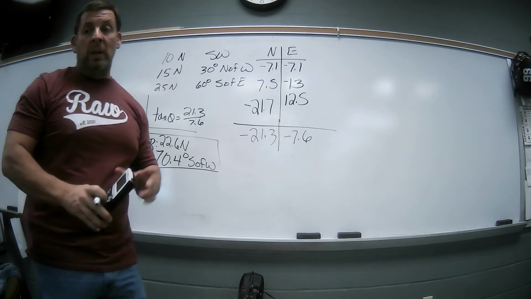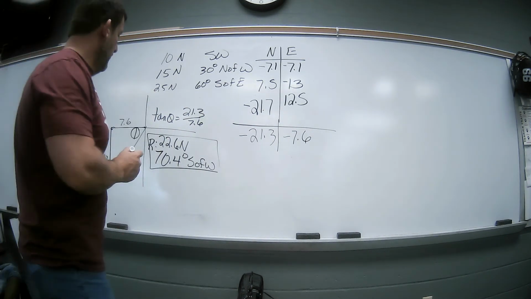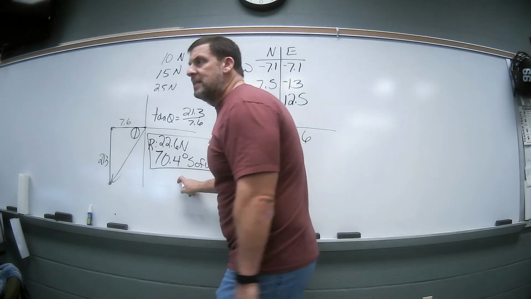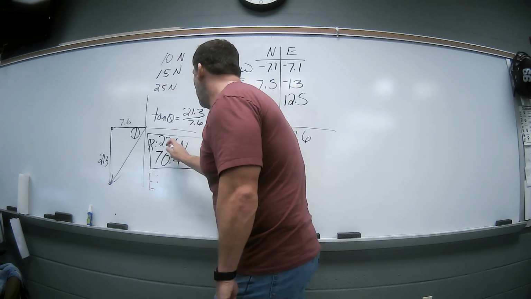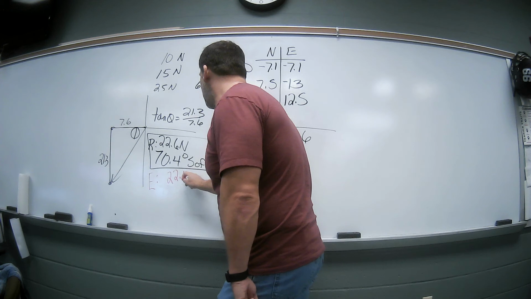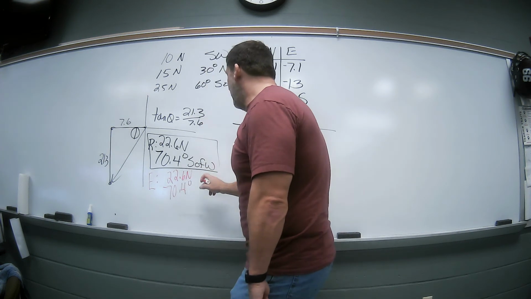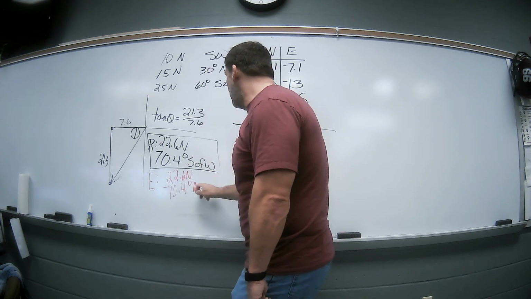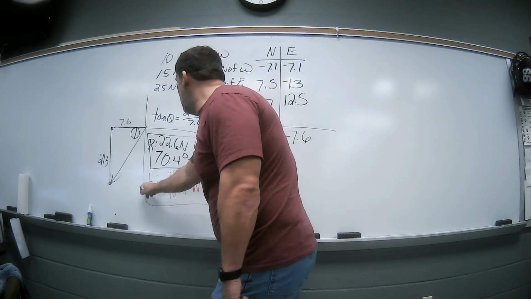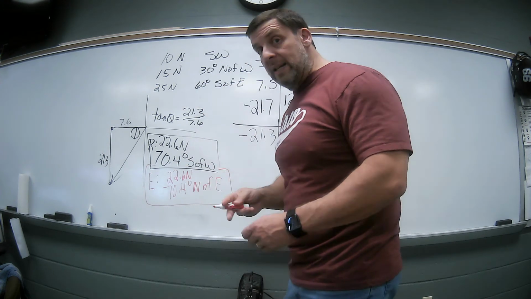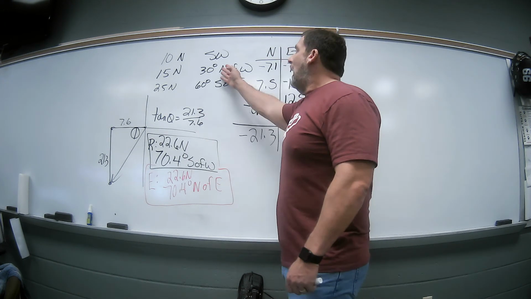Now my equilibrant, I'll do red. Here's my equilibrant. Let's see. Can you see this? My equilibrant is going to look like this. Everything's the same. 22.6 newtons, 70.4 degrees. That will be north of east. If it asks for the equilibrant, do it. If it doesn't ask for it, don't do it. You don't need to.